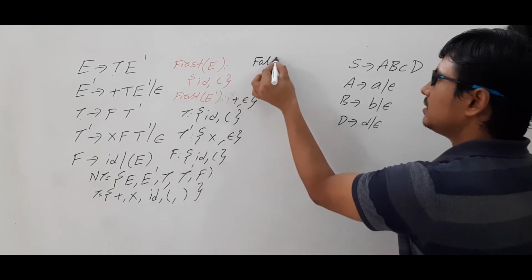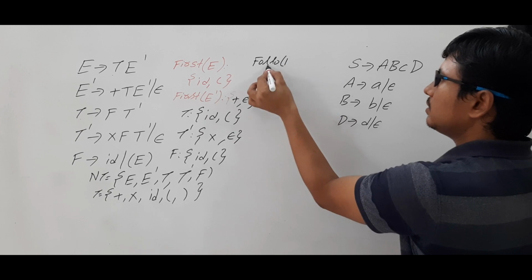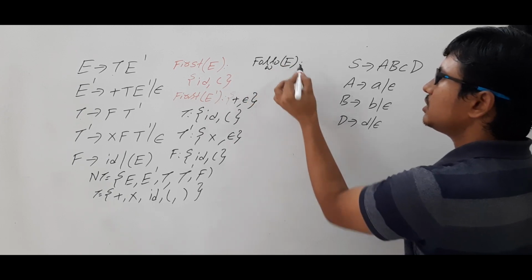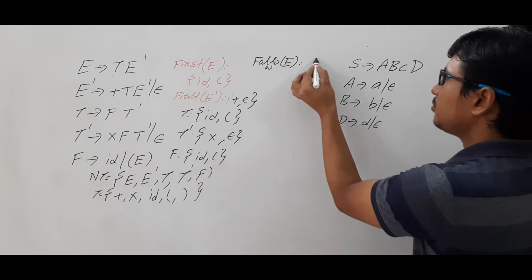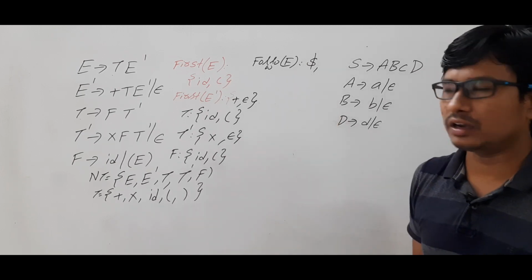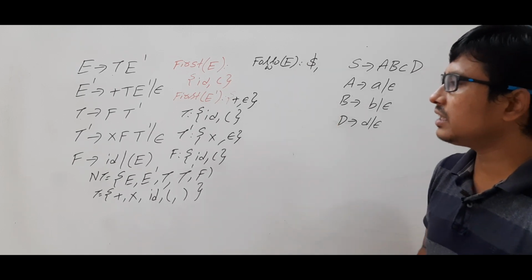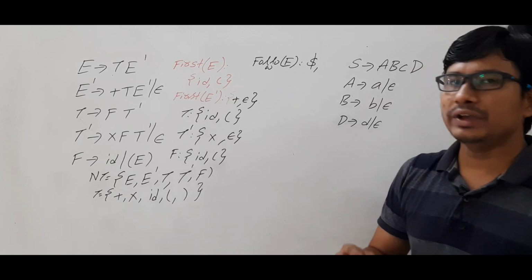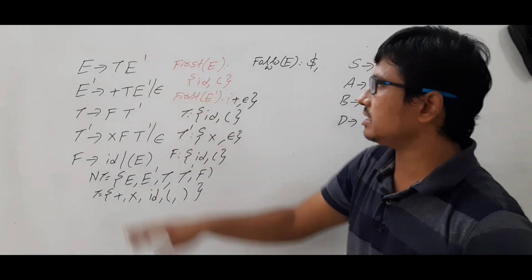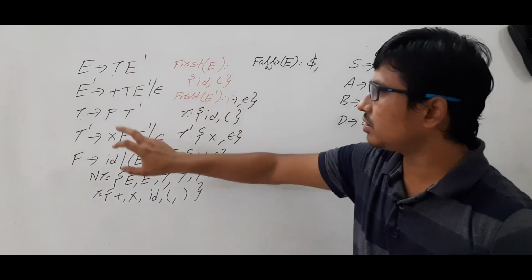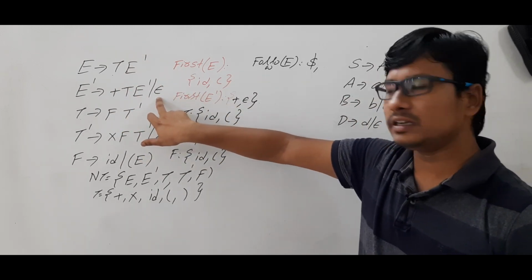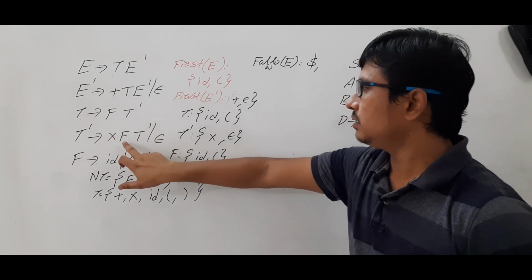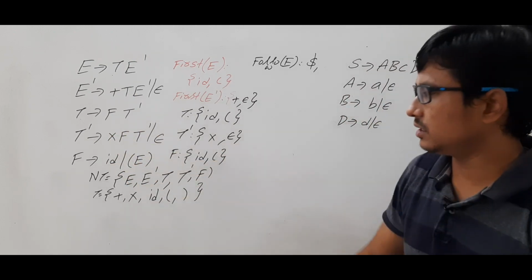Follow of E. Follow of E is equal to what? As E is the start symbol, the follow of E will consist of dollar, and then you need to look at where E is there in the right hand side. If you see here, E is not there. Here E is not there. This you don't consider as E, this is an epsilon. Here E is there.